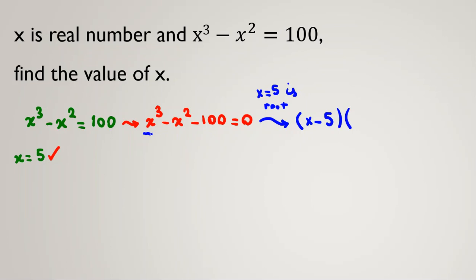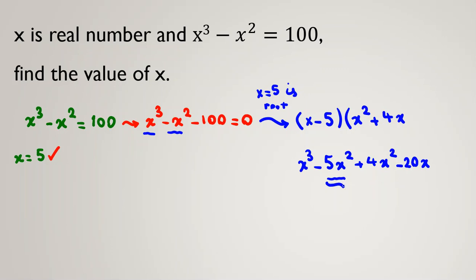For creating x cubed, I place here x squared. Now, I have x cubed minus 5x squared. But here I have negative x squared. If I want to reach from negative 5 to negative 1, I should add plus 4x squared. So I add plus 4x, so I have plus 4x squared. 4x times negative 5 equals negative 20x. Now, here it will be negative x.